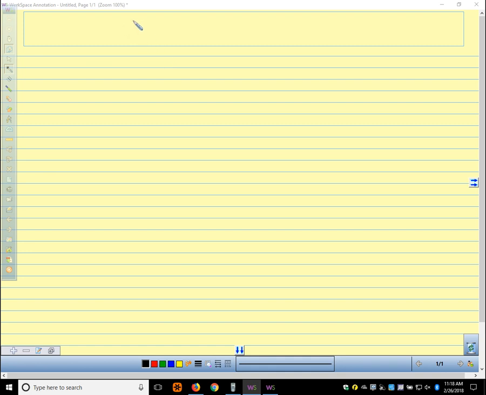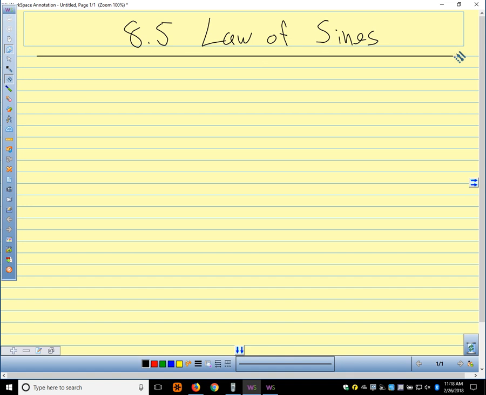Right, so this is section 8.5. Law of sines is one way that we're going to use trigonometry on a triangle that's not a right triangle. So the first thing we need to do is talk about how we label triangles.